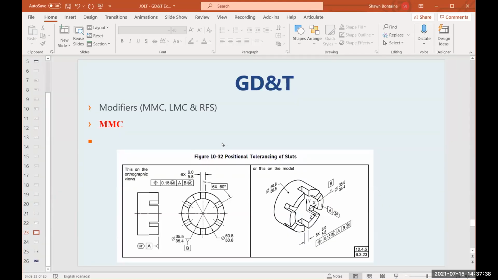We'll also take a look at different applications where MMC is applied in order to, again, get a good understanding of it.